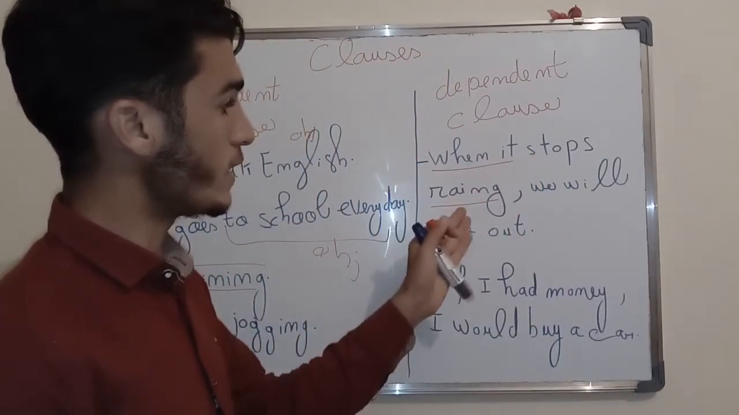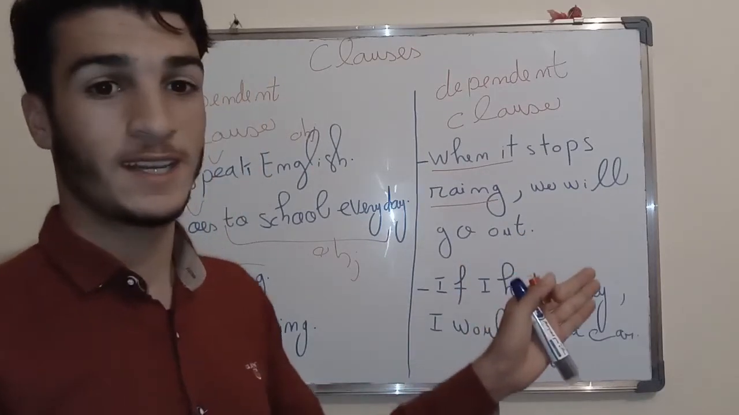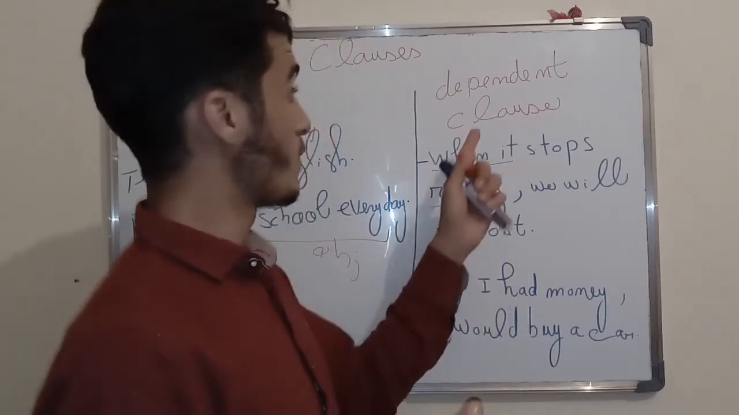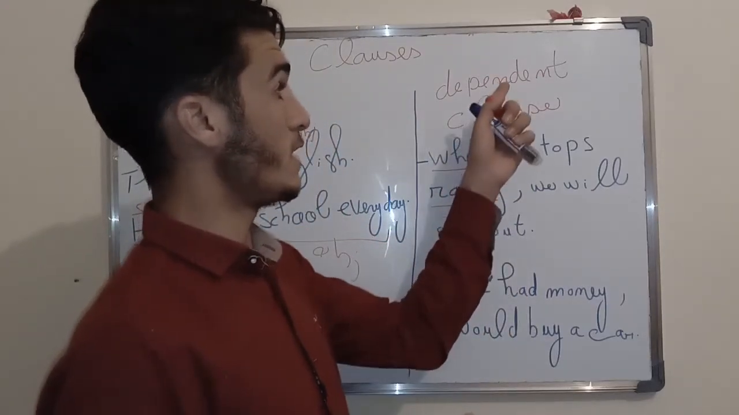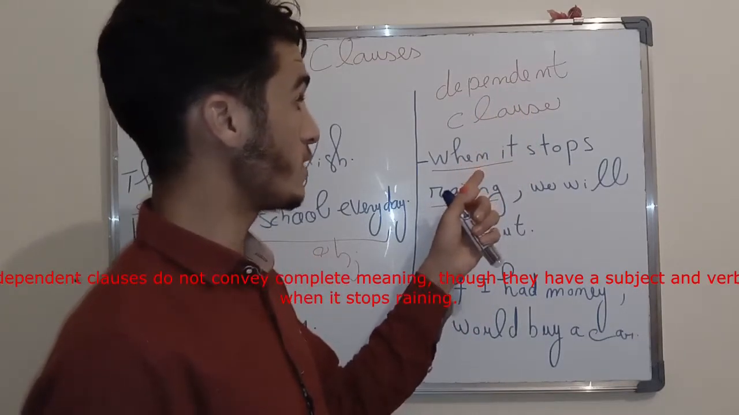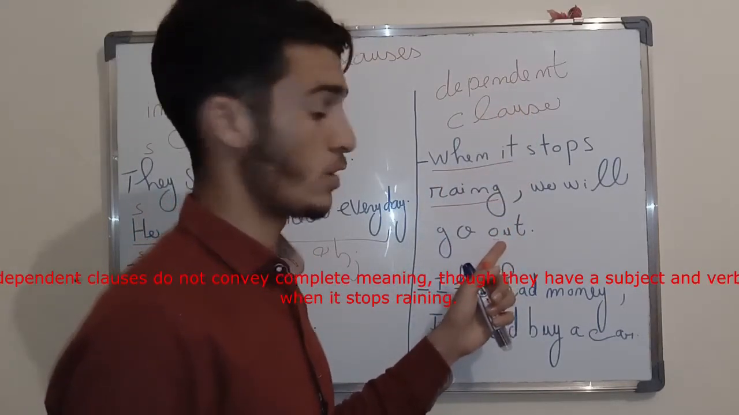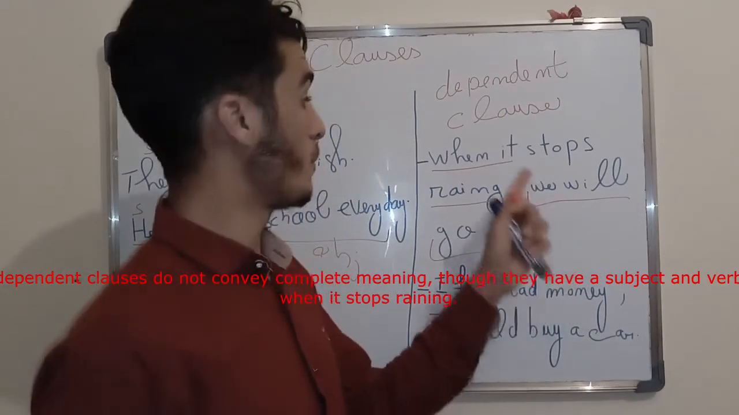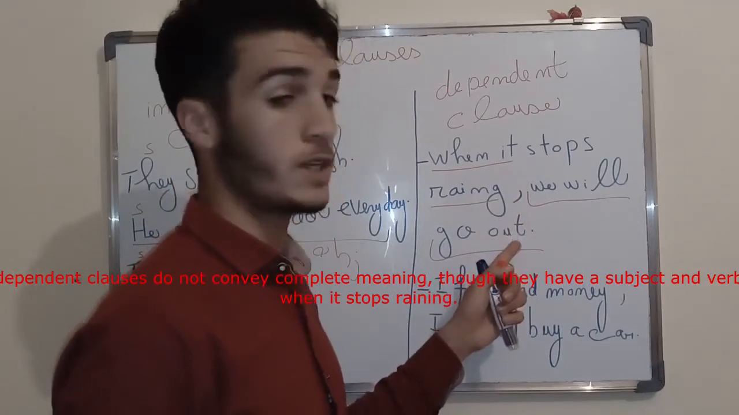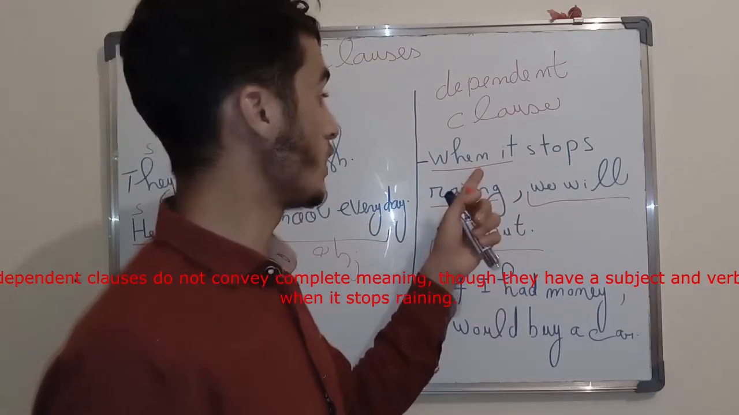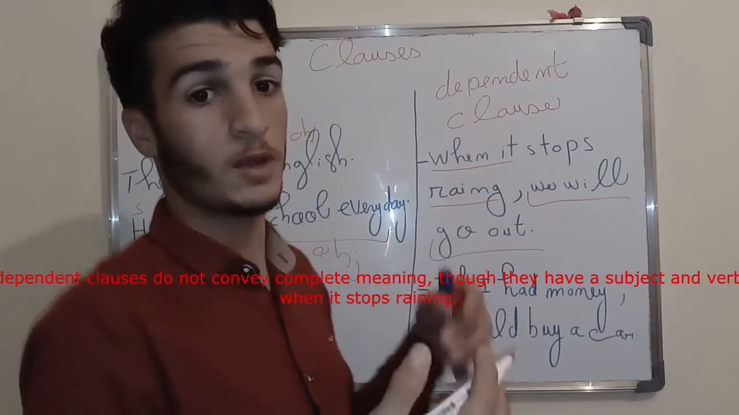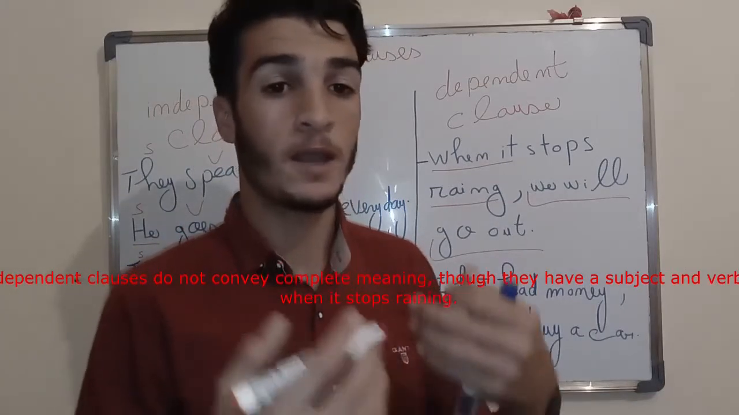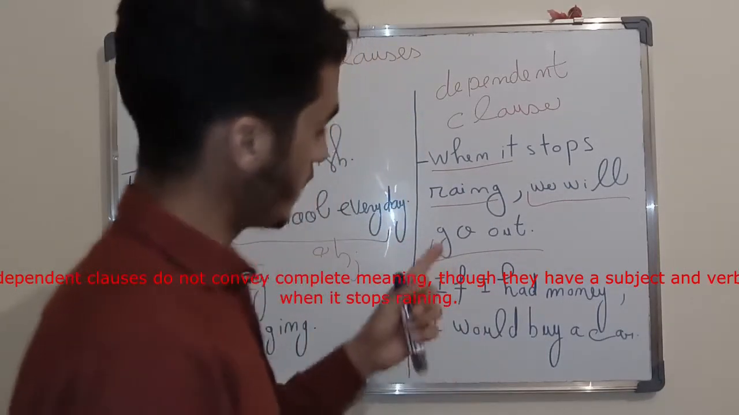But when it stops raining, we will go out. So here, that's what makes this clause dependent. This clause is dependent because it depends on this clause. This is another clause. Because this clause depends on this clause to give full meaning, we call this clause a dependent clause because it waits for another clause to give complete meaning. The same thing here.